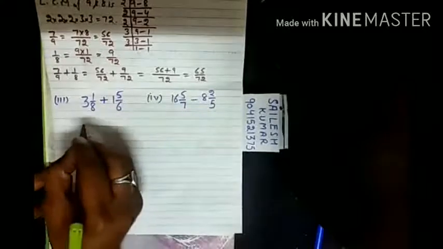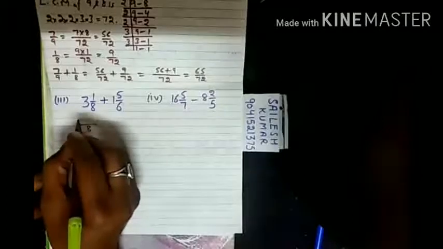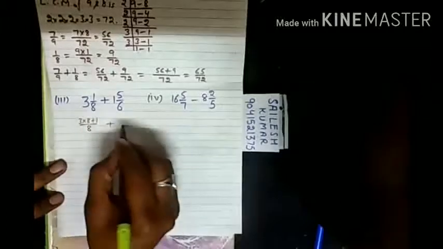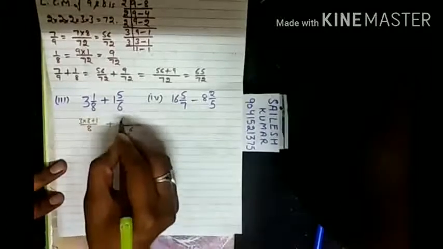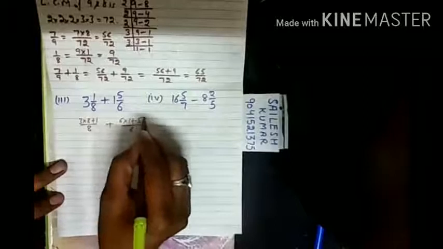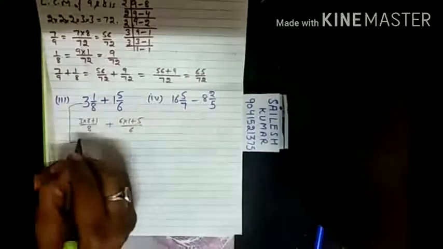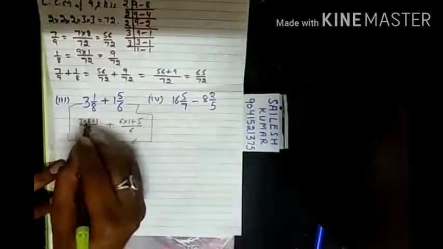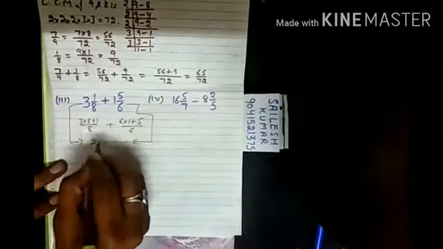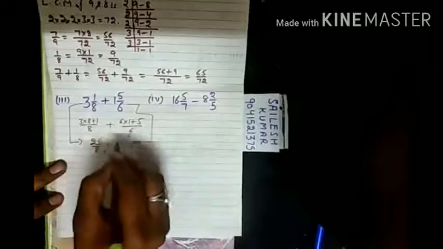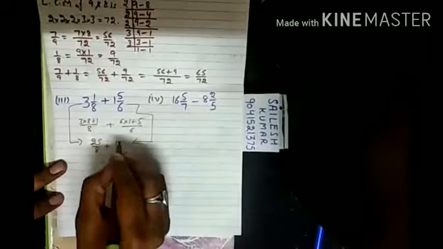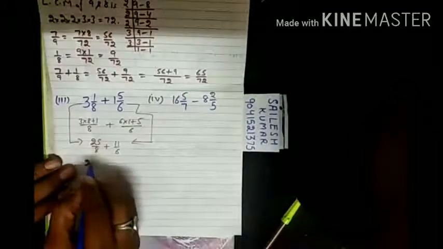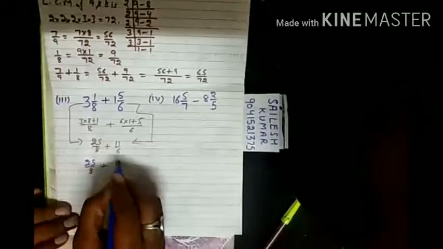So 3 multiply 8 plus 1. And this will be 6 multiply 1 plus 5. So this is equal to this. So 24 plus 1, 25 by 8, and 6 plus 5, that is 11 by 6. So my question is now 25 by 8 and 11 by 6.